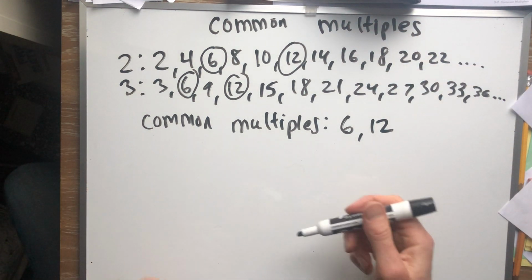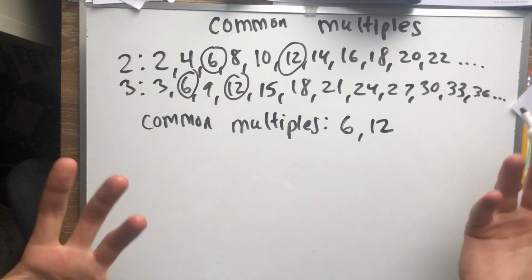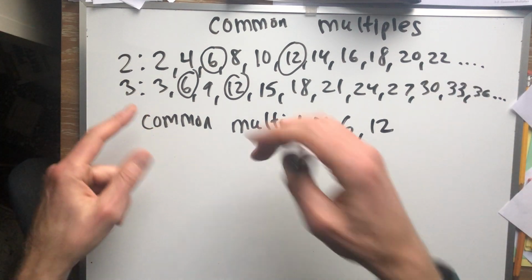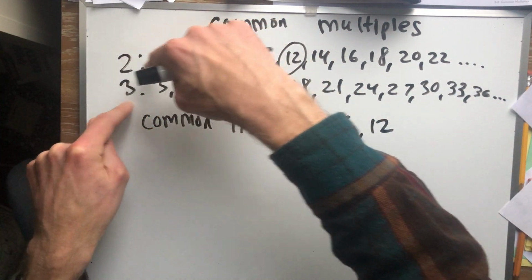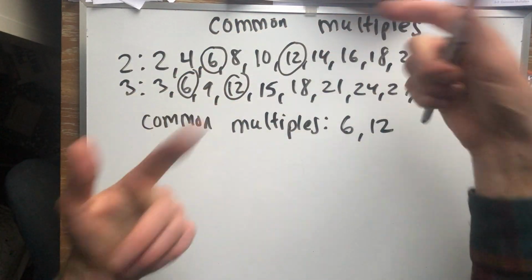Kind of like if you and your friend both like Harry Potter, you have that in common. These numbers have this in common, the multiples.